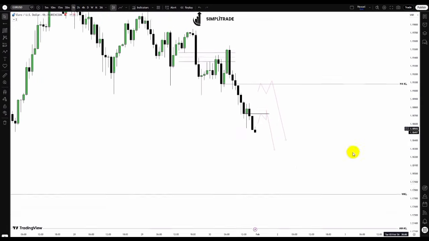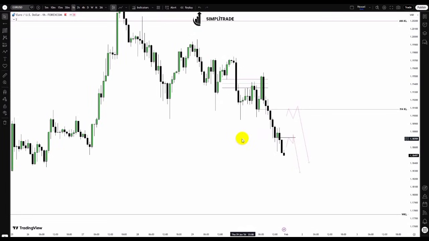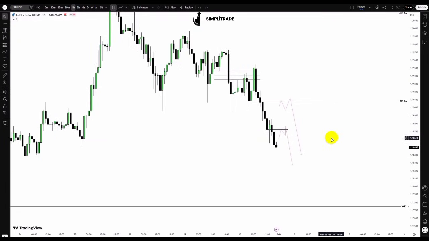So this is what I have to show us here in EURUSD, guys, except the market decides to prove otherwise and begins a bullish movement. So let's move on to the next pair, guys.